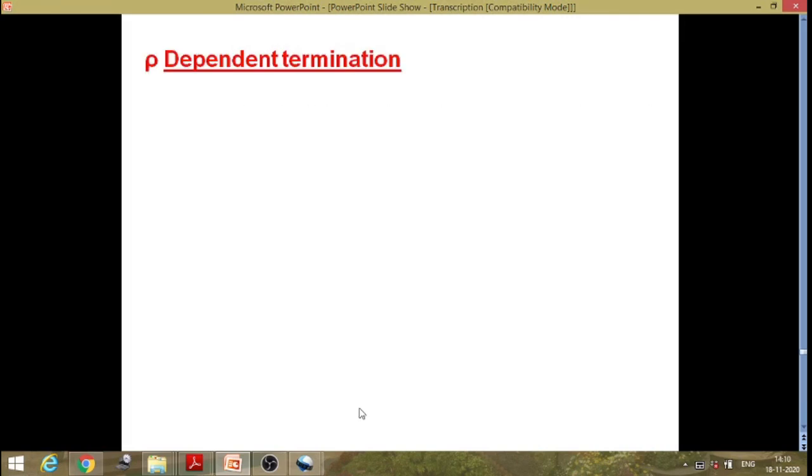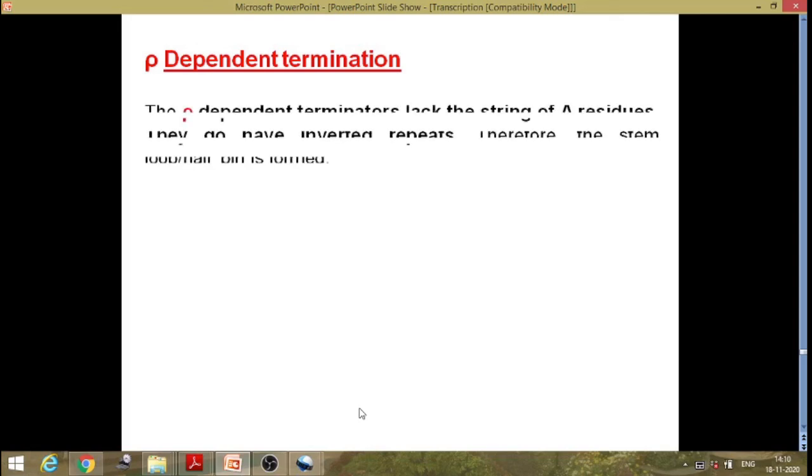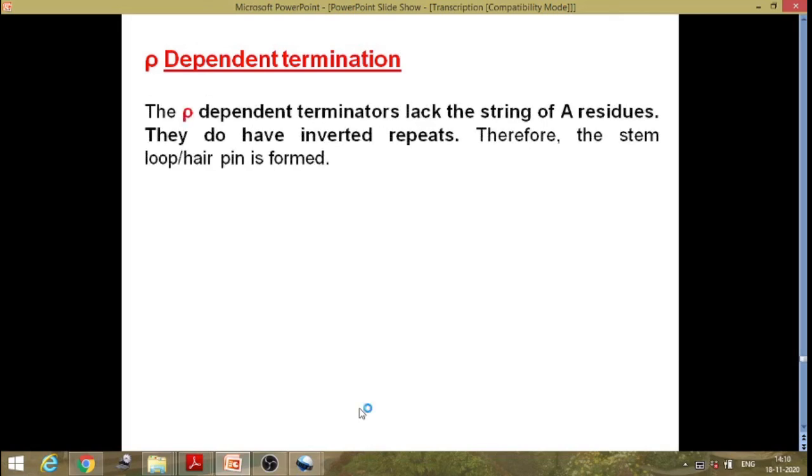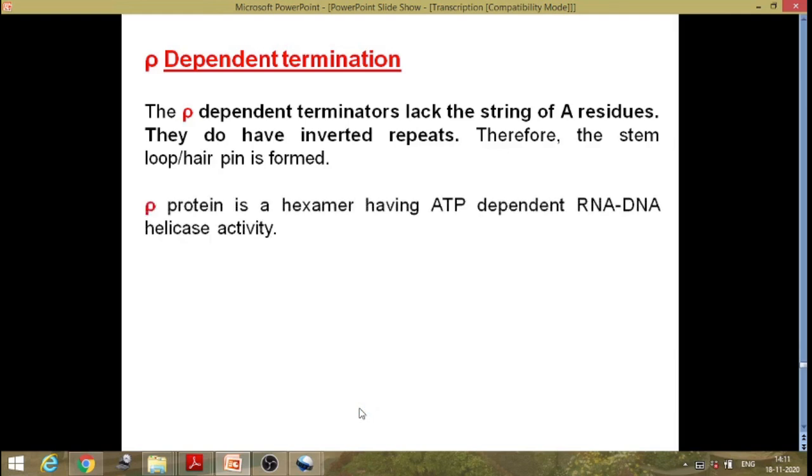Now, in rho dependent terminators, they lack the string of A residues, unlike rho independent terminators. Rho independent terminators have a string of A residues, but rho dependent terminators do not, though they do have inverted repeats. So a stem loop or hairpin structure is formed here. The rho protein is a hexamer having ATP dependent RNA DNA helicase activity.